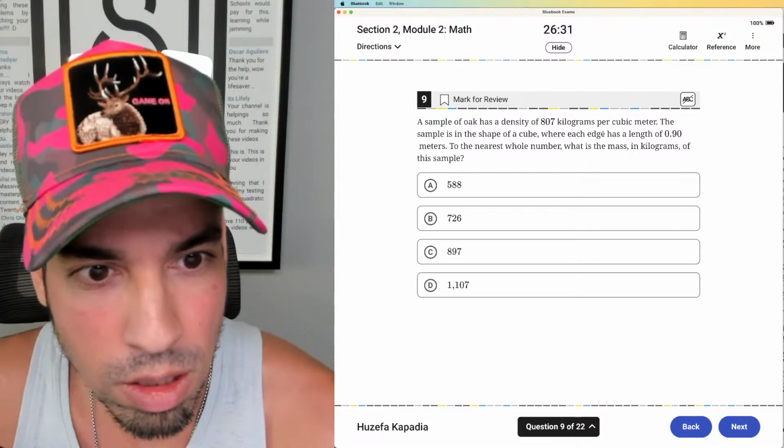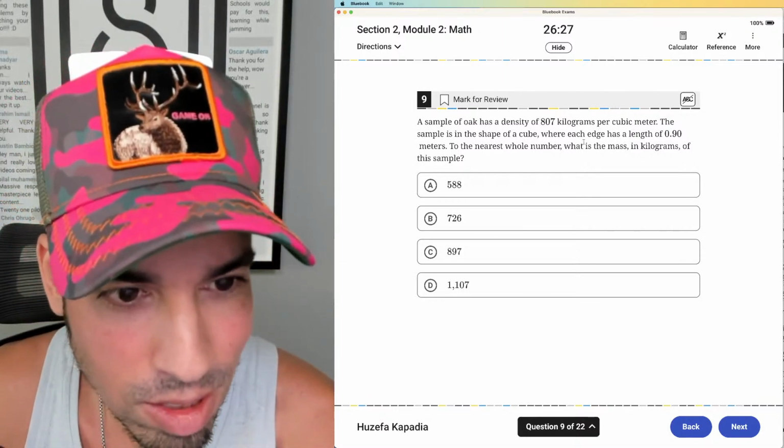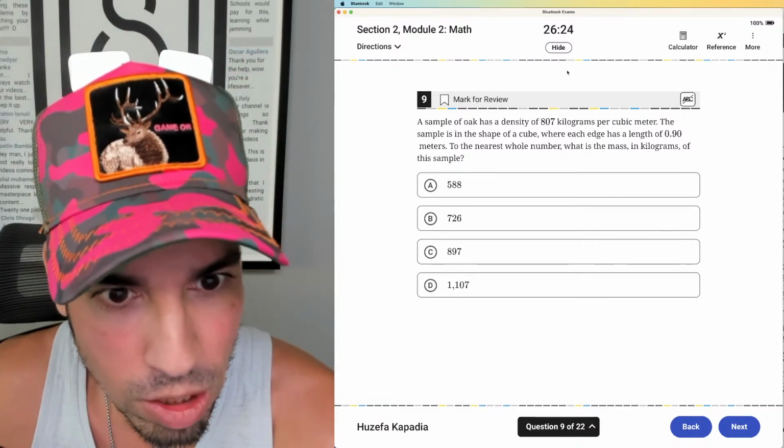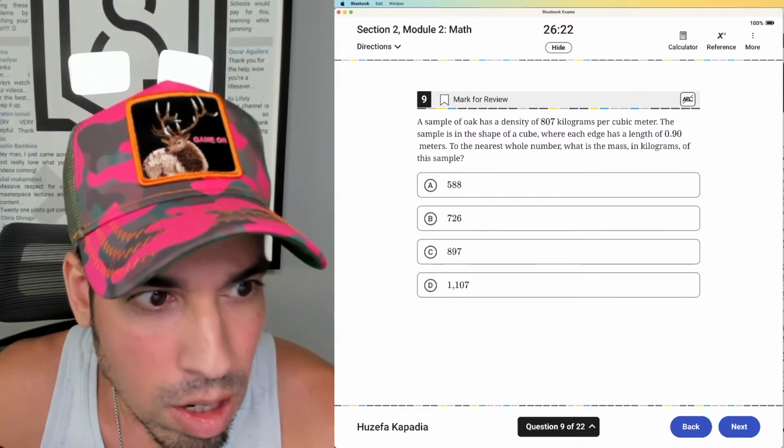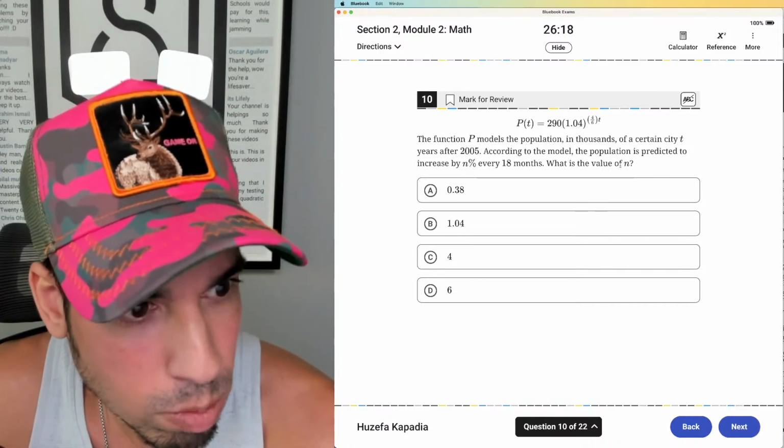A sample of O has a density of... Nah, I think this requires a lot of knowledge. I've done this problem. You got to draw it out. You got to do the whole thing. I would say we got to skip it. Model's population, according to the model, predicted.